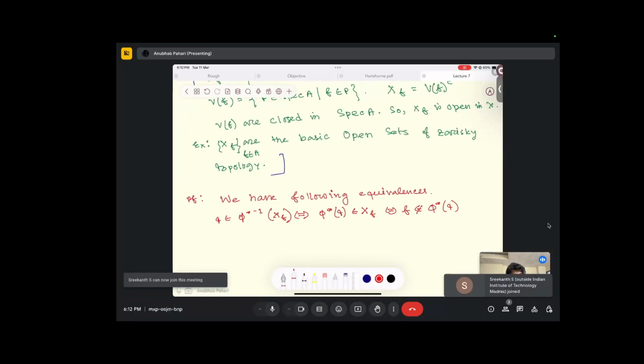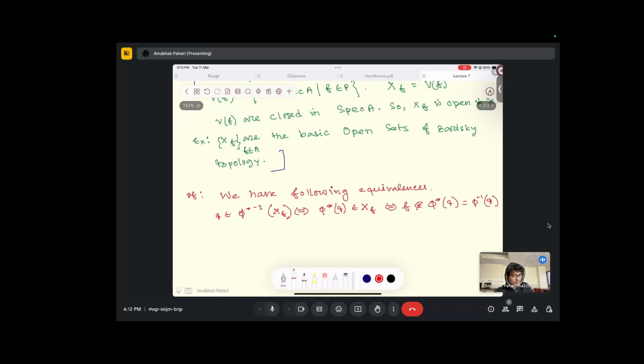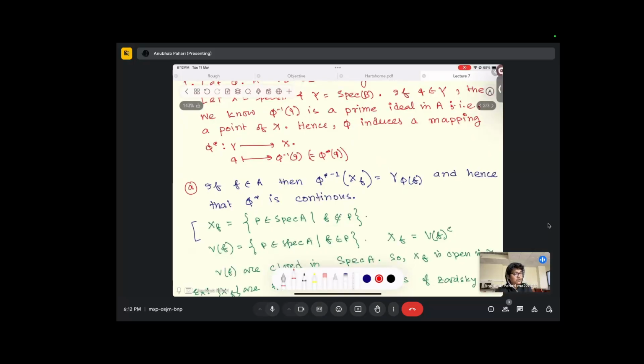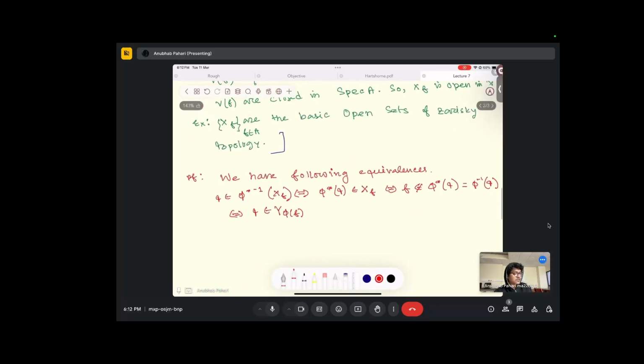This means that, this is equivalent to saying phi of f is not in Q, and if you notice closely, it means that Q belongs to Y_phi(f). So the question was that if f belongs to A, then phi star inverse of X_f equals Y_phi(f). We have successfully shown that if you start with an element from this, you get an element from this, and it is also a reversible map. So our first proposition is done.